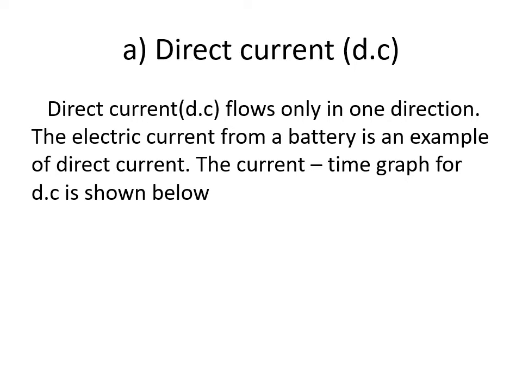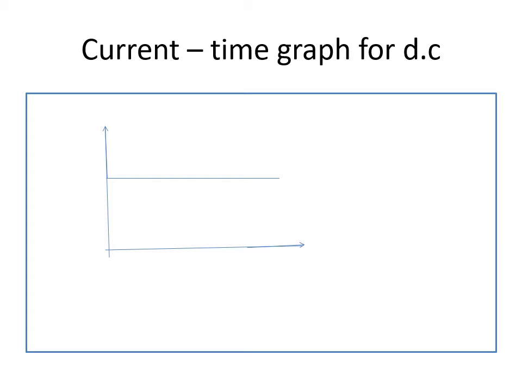And the current-time graph is a horizontal line. You can see the current-time graph on your screen. If you look, you have a horizontal line. This horizontal line shows that the current flowing is direct.